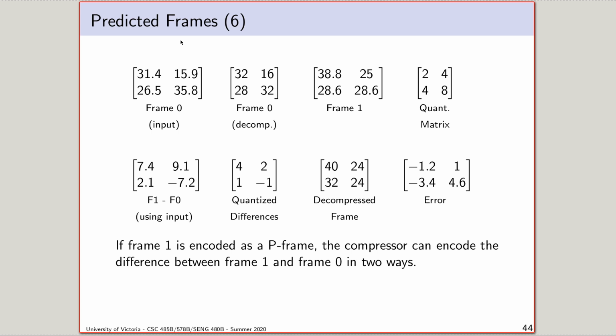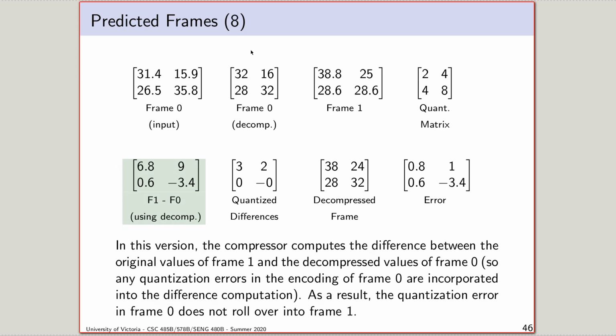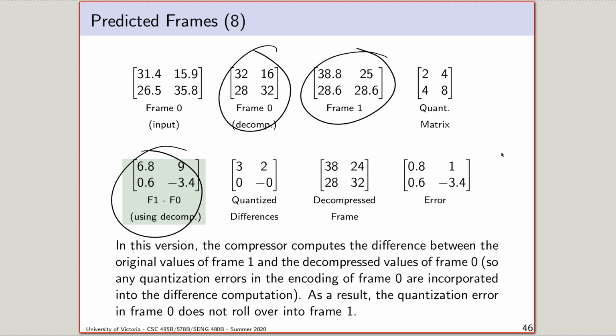I should say, what can the decompressor reconstruct? I want it to get something as close as possible to this. I know that it has this. I, the compressor, can determine the decompressed version of frame 0. So what I'll do is I'll compute the difference of this from the decompressed frame 0. So if I do that, I get this matrix, and the error ends, and the decompressor does the same thing. It takes my quantized differences, reverses the quantization, and then adds them. So for example, to reverse this will be multiplied by 2, so I'd get 6. 6 plus 32 is 38.